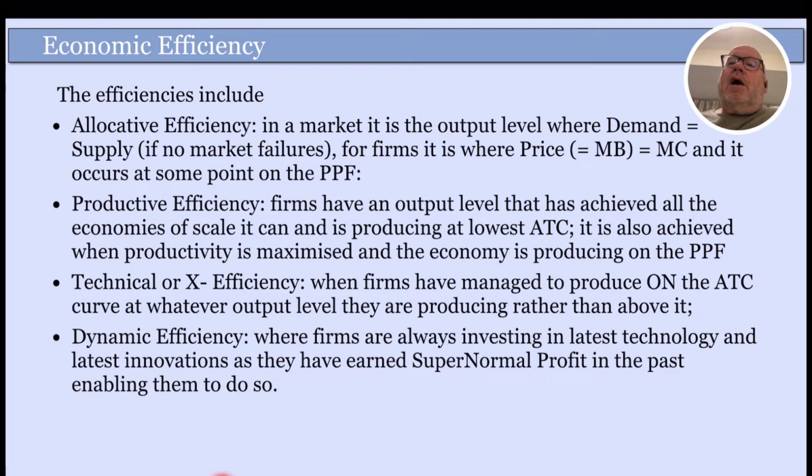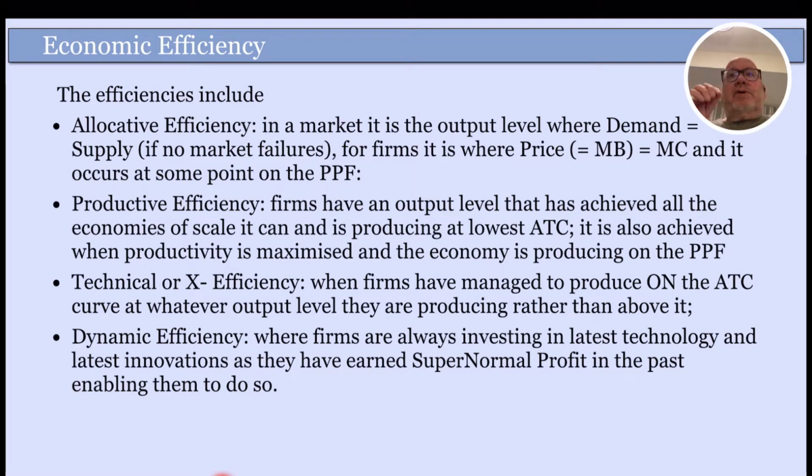Okay. Productive efficiency is when you have some output level as a firm and you've achieved all the economies of scale, i.e. at the lowest point of the ATC curve. It is also, and this is really important, achieved when your productivity is maximized. So if you remember the average product curve and the average cost curve and how they relate to each other, that's why we did that.